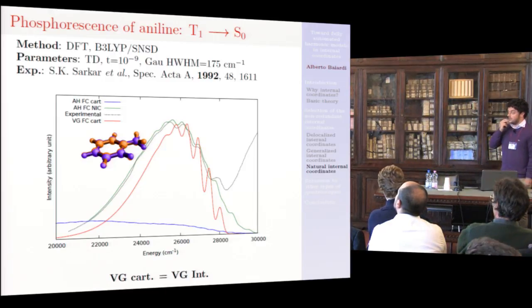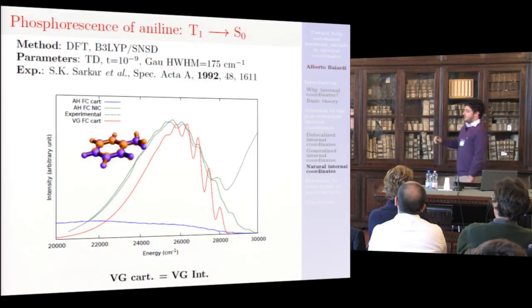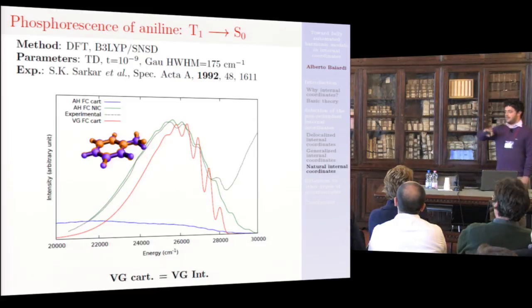I wanted to compute also the more refined model, vertical Hessian, in which we include also mode mixing effects. But it was quite hard because I had an imaginary frequency and it was hard to decouple it from the others at the Cartesian level.